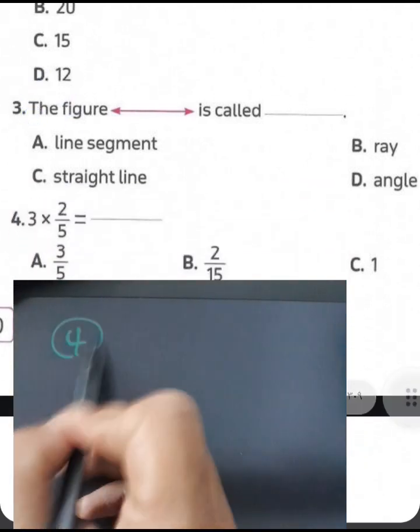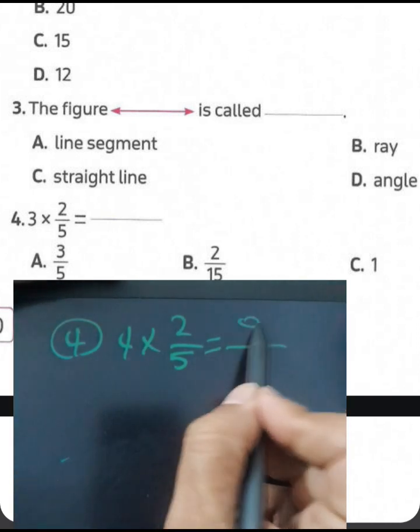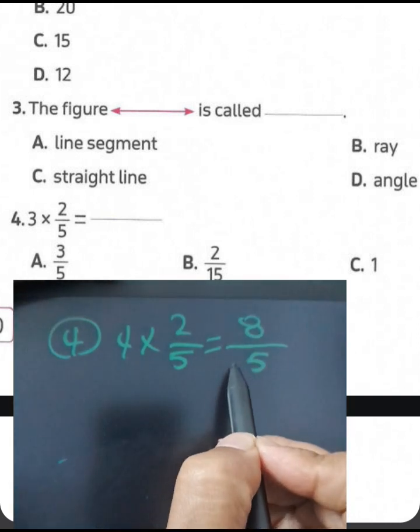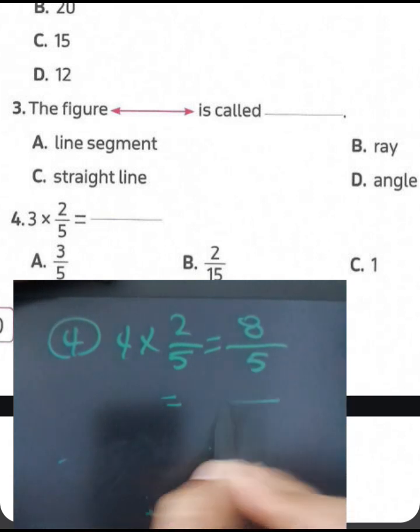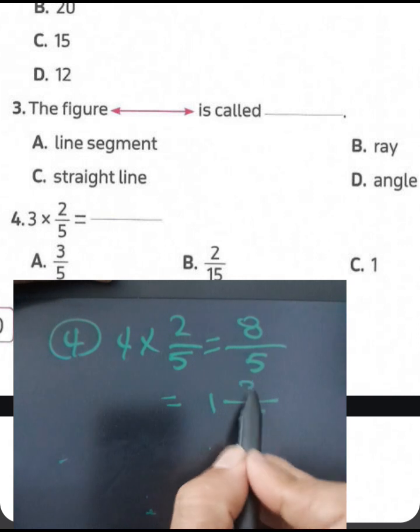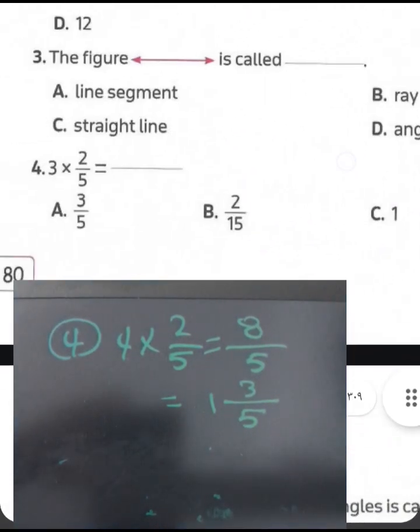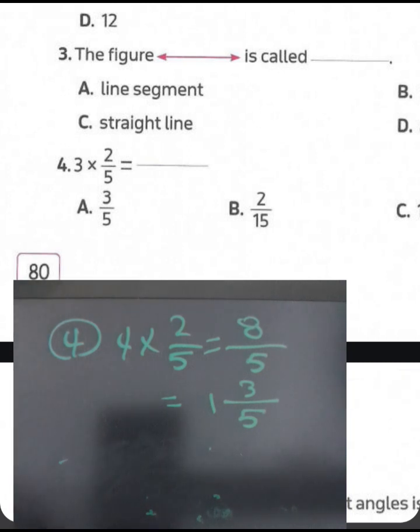Number 4. 4 product by 2 over 5. 4 times 2 equals 8. The result will be 8 over 5. And then you can convert this number from an improper to a mixed number. 8 divided by 5 equals 1 and the remainder 3. Okay. It's 3, not 4, again.